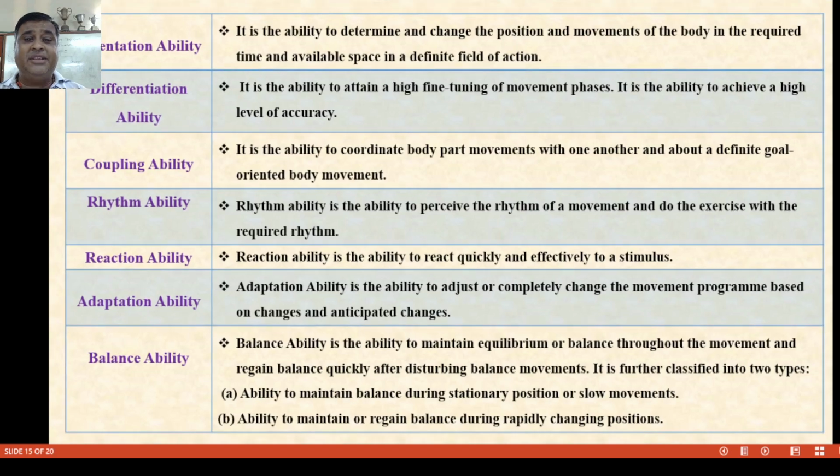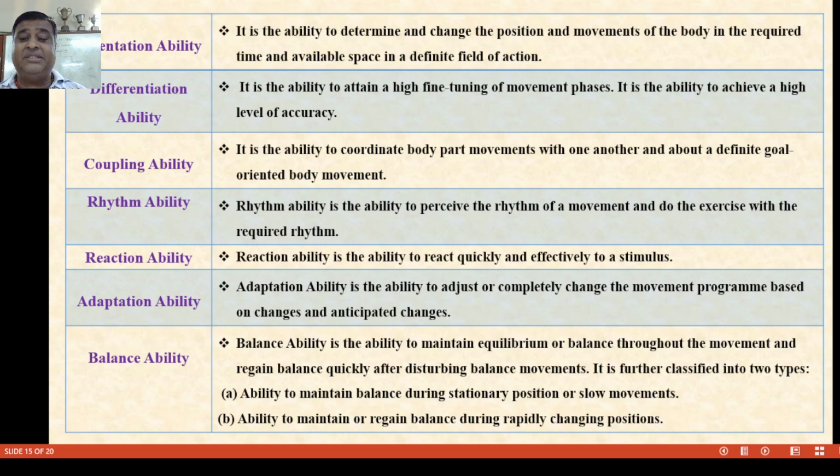Now, orientation ability is the ability to determine and change the position and movements of the body in the required time and available space in a definite field of action. Differentiation ability is the ability to attain a high fine tuning of the movement phases, to achieve a high level of accuracy. Next is coupling ability. It is the ability to coordinate body part movements with one another toward definite goals, oriented by the movements.